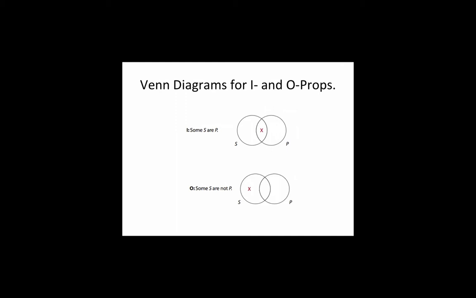The X outside the S class in the O proposition says there is an S and it is outside the P class. Another way you might consider this when you're thinking about the concept of distribution is that the P class rejects or precludes any S from participating in it or from being a part of it. So there is at least one S that is completely outside of P.